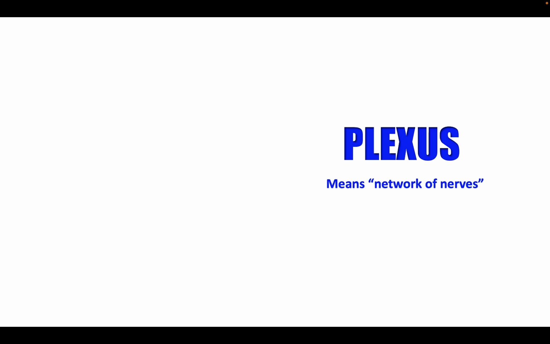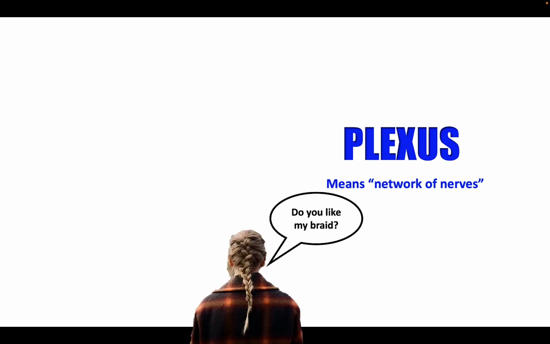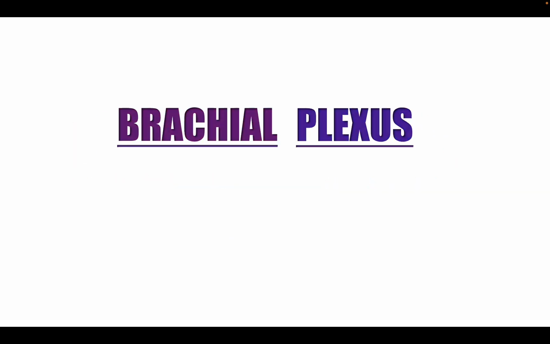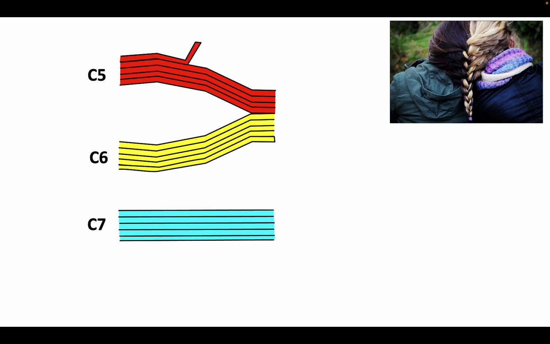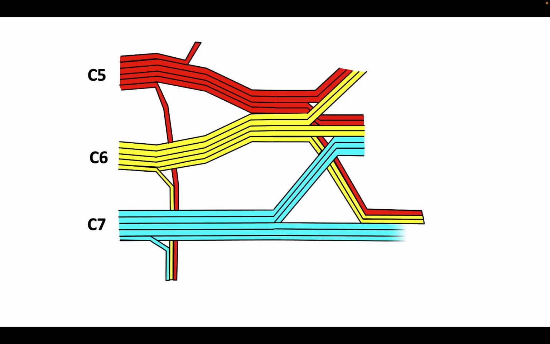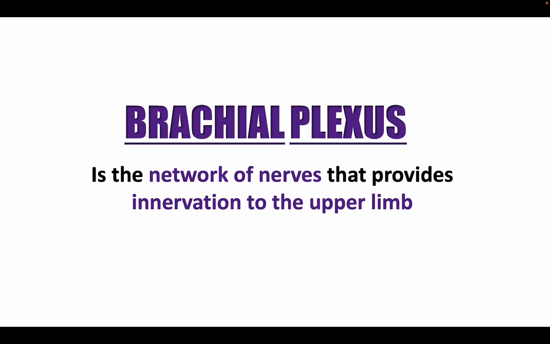Plexus means network, and the actual translation is braid or plait if you're across the pond. So I like to think of the brachial plexus as many nerves, which are just bundles of neurons, braided together, then divided apart to be braided together again in a new and different way. This nerve plexus then provides innervation, or control, of the entire upper limb.